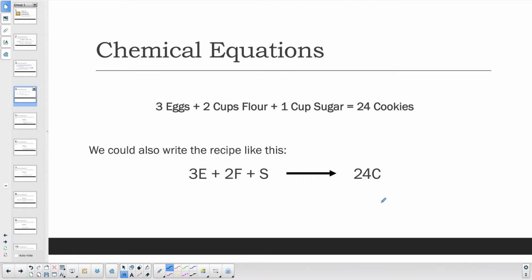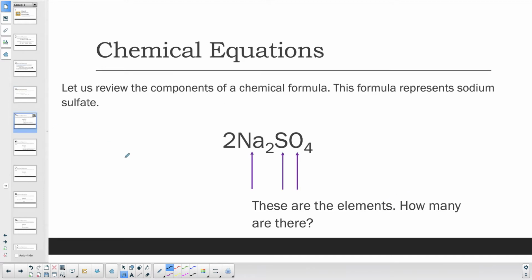Keep this in mind. Before we move further on chemical equations, I want to remind you of the different parts of a chemical formula. We start out looking at the symbols, and the symbols will tell us what elements we're dealing with.